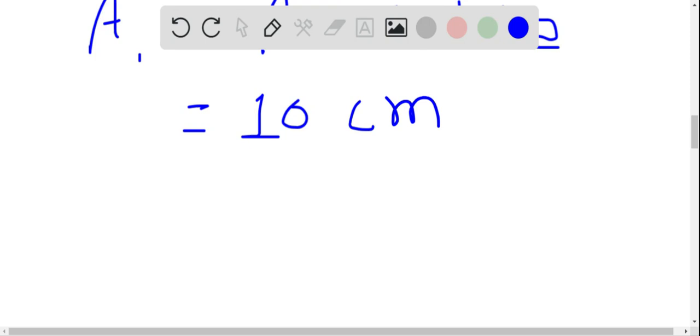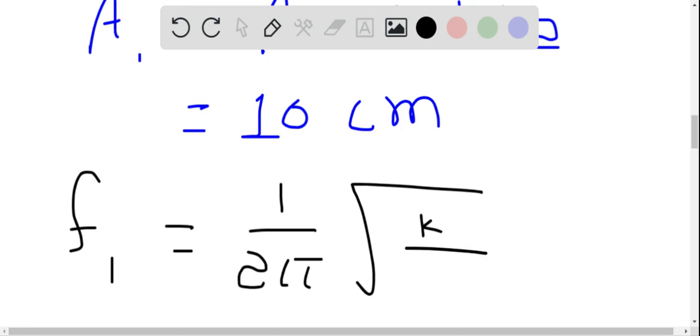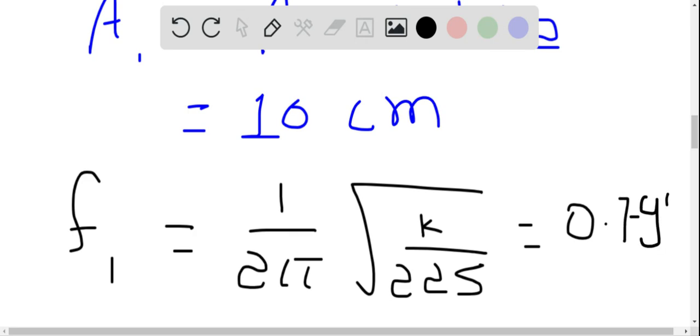So in this case, frequency f1 will be equal to 1 upon 2 pi square root of k upon 225 is equal to 0.798 hertz. As we know, hertz is the unit of frequency.